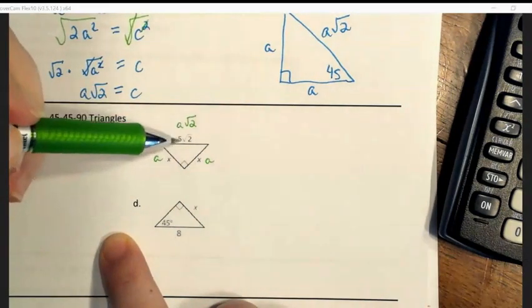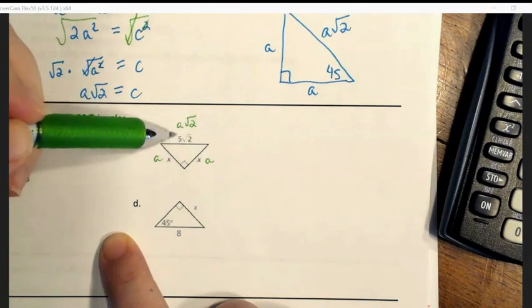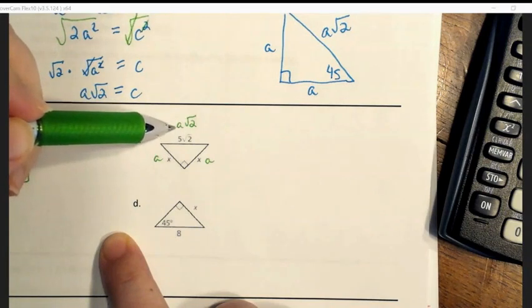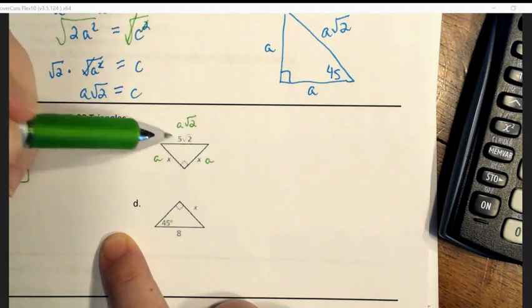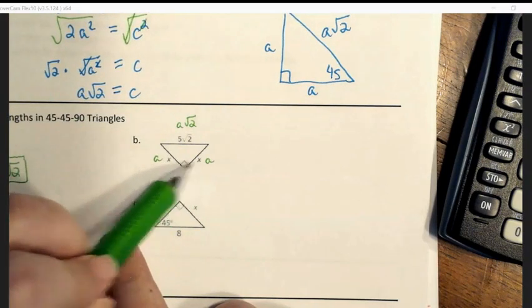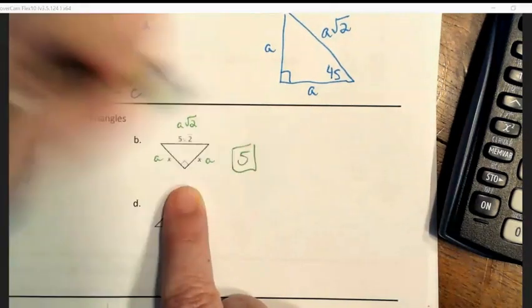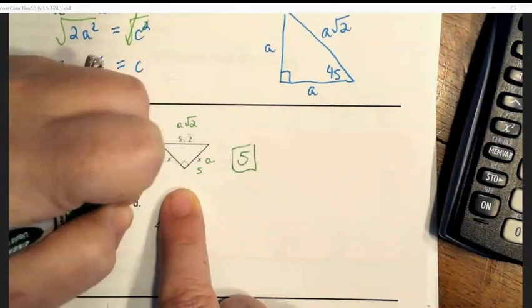Okay, so looking at what they gave us, both of these have a square root of 2 in them. A is just the number in front of the square root of 2. So I know that a has to be 5. So down here I would put a 5 on both of these sides. So x is equal to 5, because both of these are 5.